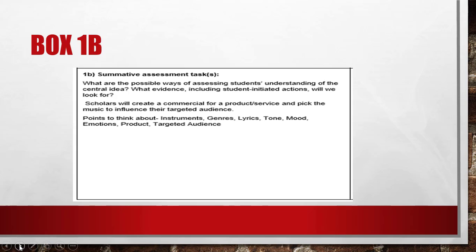So we're going to take a look at Box 1B. Box 1B is your summative assessment. Here, this is your big project that goes back and assesses your idea of the transdisciplinary theme and the central ideas. So how are you going to assess that the scholars really understood your central idea? Which then does also tie into the transdisciplinary theme. So what I have here is scholars will create a commercial for a product/service and pick the music to influence their targeted audience. So points I have them think about are instrument, genres, lyrics, tone, mood, emotions, product, and their targeted audience they're going to reach.